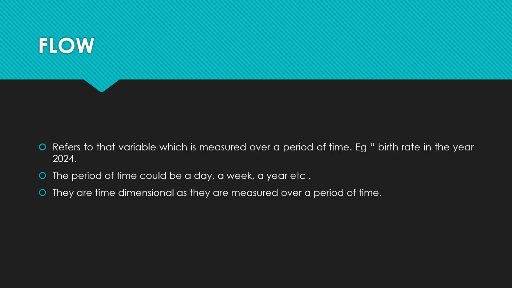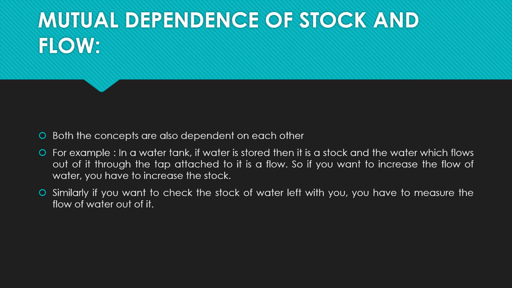Now we see flow. Flow refers to that variable which is measured over a period of time. For example, birth rate in the year 2024. So it is observation of the entire year. If I am calculating the birth rate for the entire year, it becomes time dimensional. So flow is when there is a starting time and an end time when we are measuring anything. The period of time could be a day, a week, a year, etc. They are time dimensional. So flow is always time dimensional. Remember that.